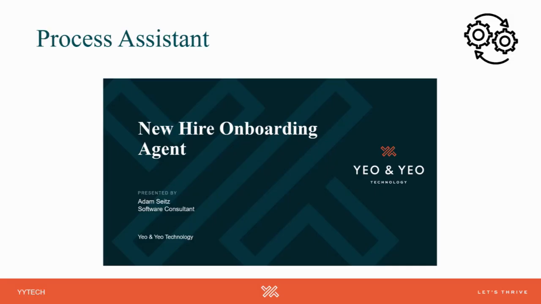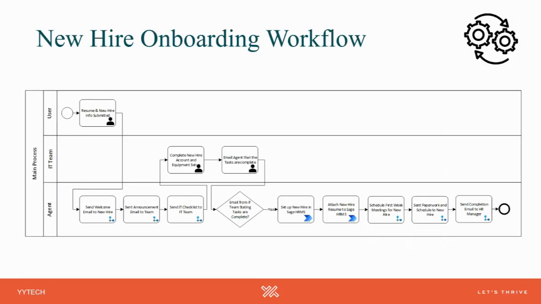Our second example features a more complex agent created as a process assistant for the new hire onboarding process. This agent assists our HR staff with the steps needed to onboard a new hire and allows them to review the onboarding status of a new hire. Here is the main workflow of the onboarding agent. This agent uses multiple flows to complete tasks like sending emails, reviewing incoming emails, data entry, and scheduling meetings.